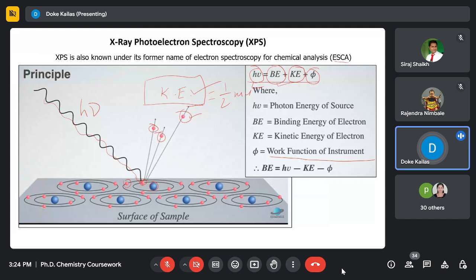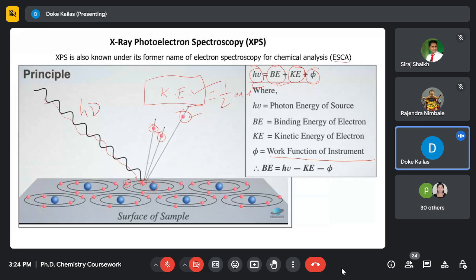So in this technique, if there is a core shell electron, its binding energy is different. The next core shell electron, the 2p electron, its binding energy is different. The 3p electron, binding energy is different. So every electron has a binding energy, and that is the basic principle for identification of surface properties of any material. And what is the work function? For that, I'm going to explain on the next slide.